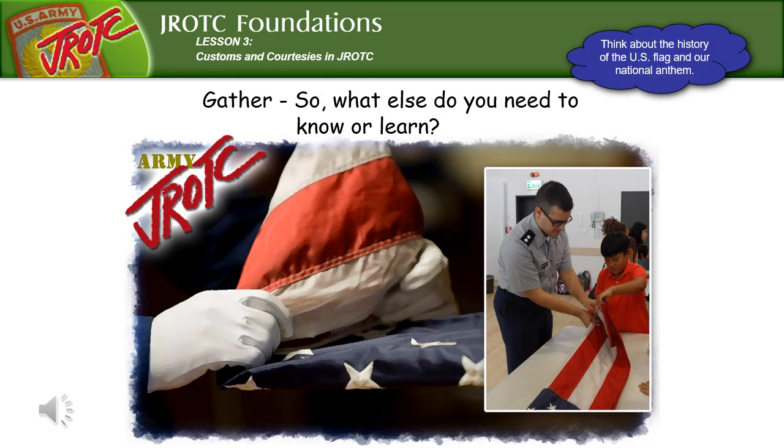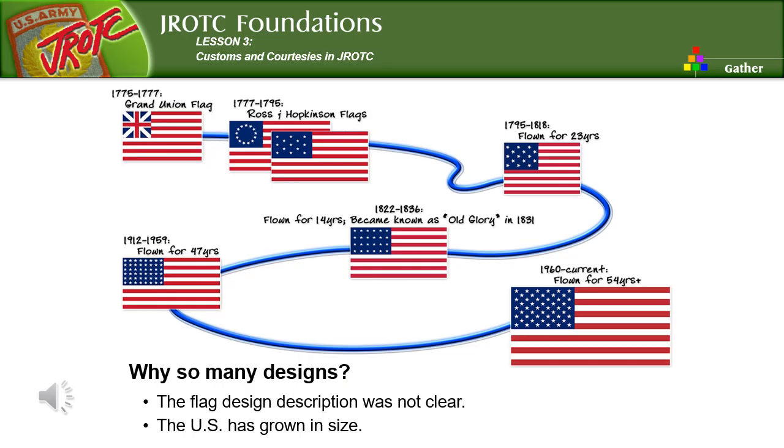Think about the history of the U.S. flag and our national anthem. The first United States flag was adopted about a year after the 13 American colonies declared independence from Great Britain. In 1777, the Second Continental Congress decided the flag of the United States would have 13 red and white stripes for the 13 colonies, and 13 white stars on a blue background.